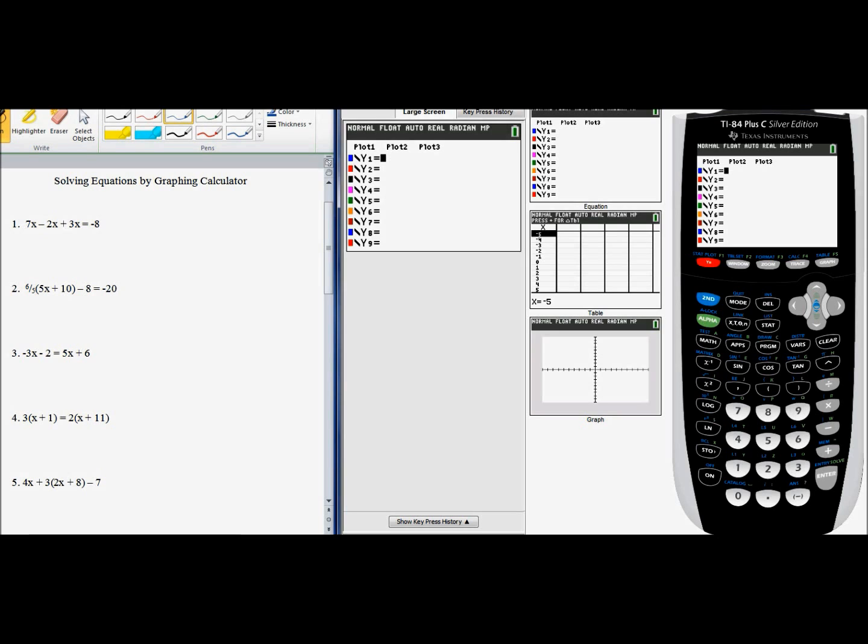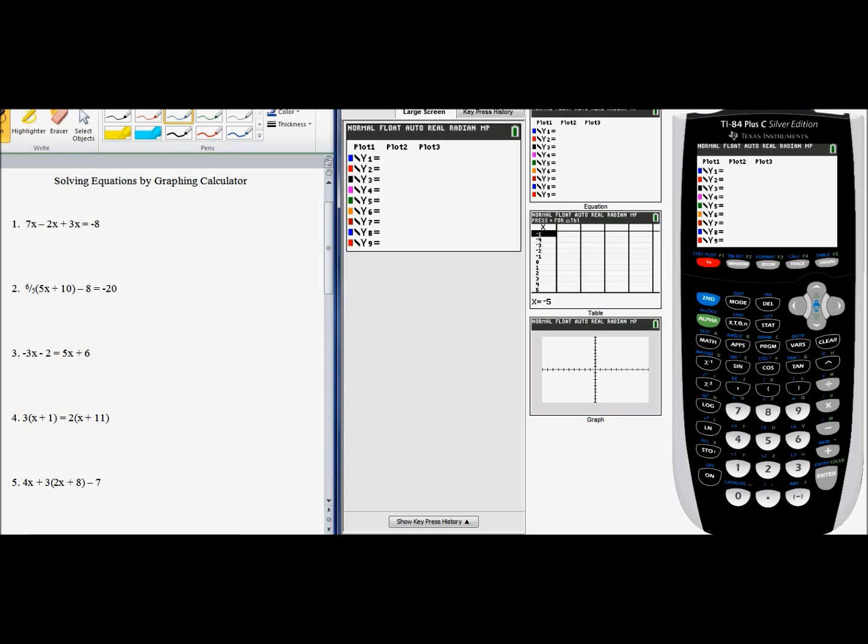Today we will be solving equations by using our graphing calculator. We've gone through a series of lessons where we were solving equations by hand. We were using all of the transformations. So we learned how to do that. Now we need to learn how to solve them using our graphing calculator.